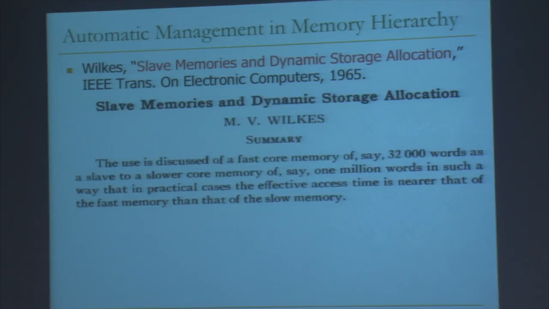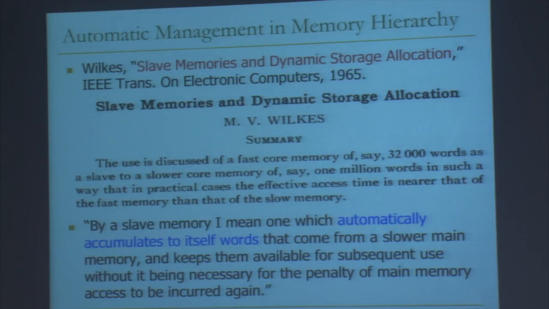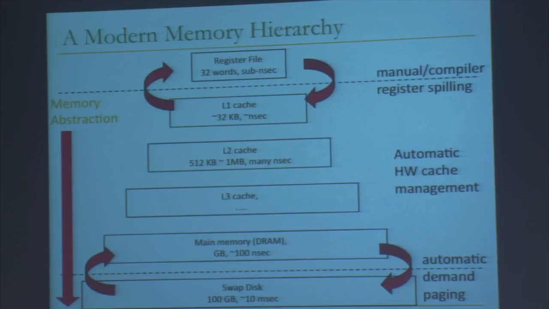OK, so this is actually the paper that I will definitely recommend you to read. Maurice Wilkes, when he proposed caching, he actually meant the automatic management by a slave memory. Remember the quote I gave you earlier? He talked about slave memories. "By a slave memory, which is a cache, I mean one which automatically accumulates to itself words that come from a slower main memory and keeps them available for subsequent use without it being necessary for the penalty of main memory access to be incurred again." That's kind of beautifully written for its time, 50 years ago.